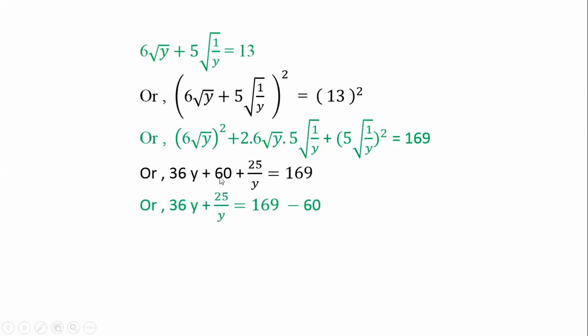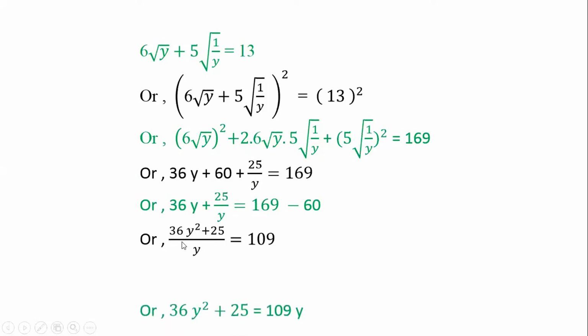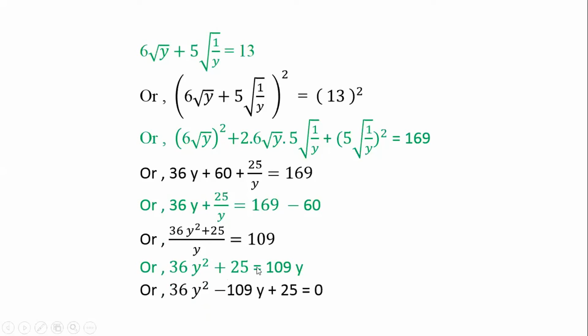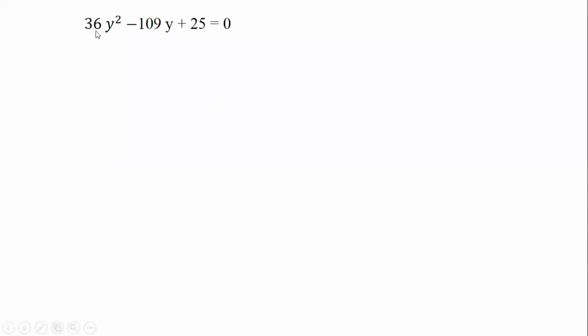But if we change the side for 60, then we get 169 minus 60, which equals 109. If we multiply both sides by y, then we get 36y squared plus 25 equal to 109y. So if we change the side for 109y, then we get 36y squared minus 109y plus 25 equal to 0.